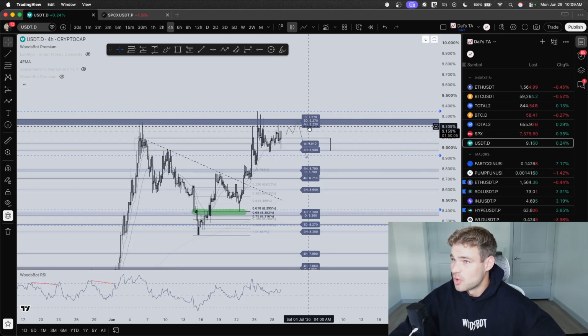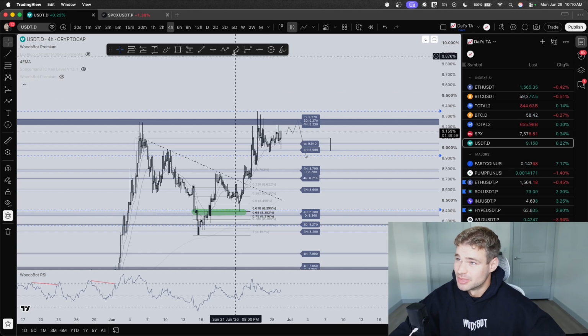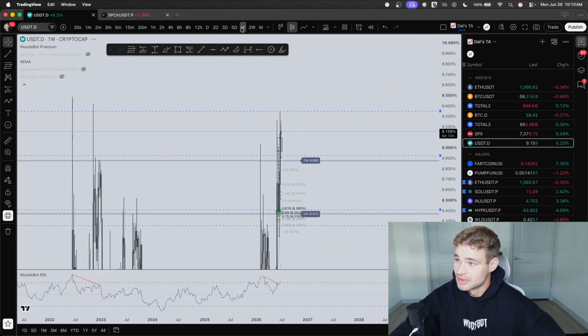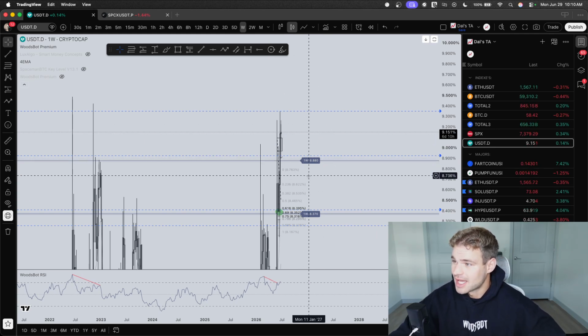Or we could hold this high confluence area, maybe chop around here for a bit, and then break. But again, the big closure is the weekly closure under 8.8%. Once we get that, that is confirmation that the market's going to breathe, Bitcoin's going to pump, and the altcoins are going to pump. That's going to tell me, okay, now I need to start getting entries.